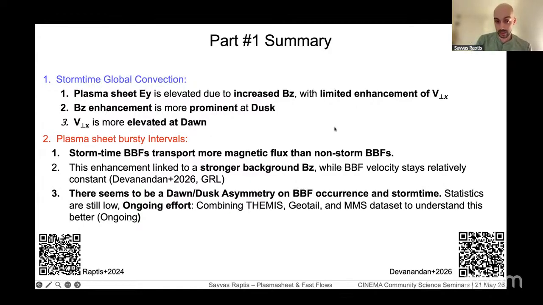Now, when we looked at the storm time bursty bulk flows, it seemed like they are transporting more magnetic flux, but this enhancement is associated with a stronger background magnetic field, while the bursty bulk flow velocity is relatively constant. Also, an ongoing effort is to investigate whether a dawn-dusk asymmetry in BBF occurs and how this may be connected to a magnetic reconnection location and potentially to the dawnside current wedge, which has drawn a lot of attention from the community. You can find those two papers over here.